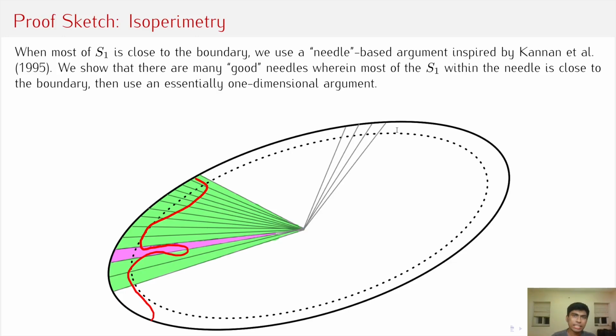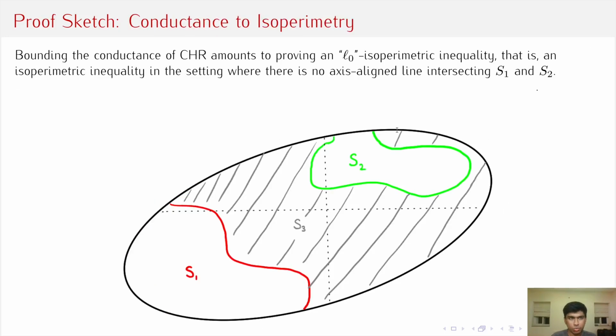Next, let me sketch how the conductance bound for the multiscale walk implies a conductance bound for the coordinate hit and run walk. It turns out that to bound the conductance of coordinate hit and run, you want to prove a so-called L0 isoperimetric inequality, which means that you want to show an isoperimetric inequality in the setting where your two sets S1 and S2 do not share any axis-aligned line. So these two lines that I have drawn, horizontal and vertical, are axis-aligned and do not intersect both S1 and S2. More generally, my requirement is that there is no such axis-aligned line which intersects both S1 and S2.